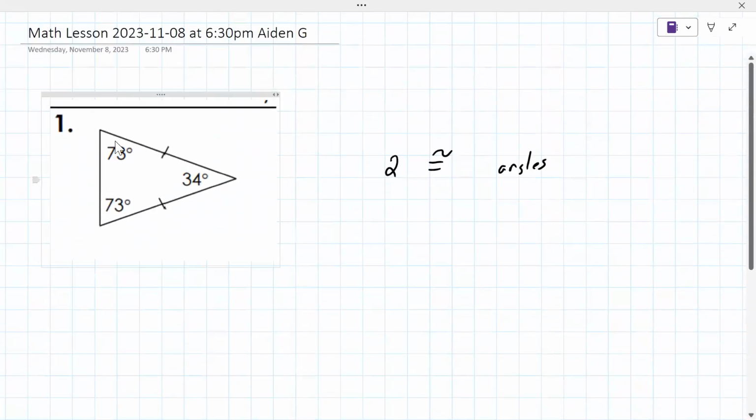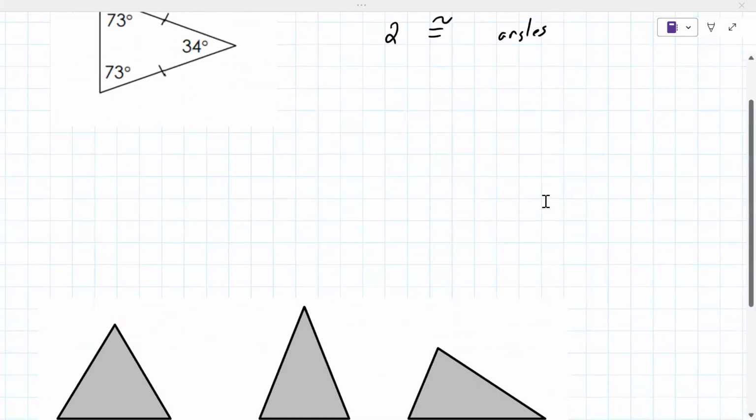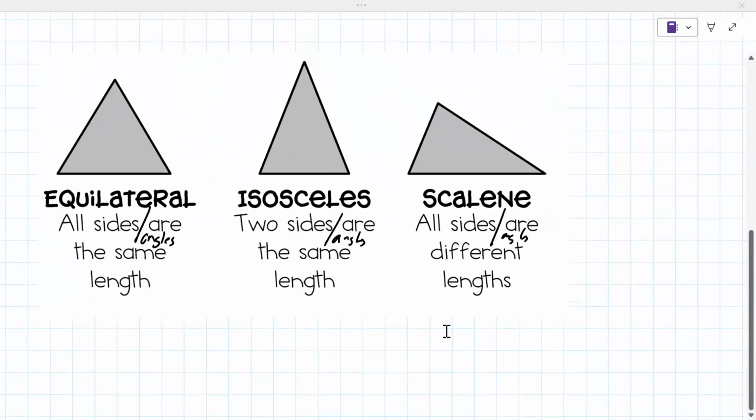Two of the angles are congruent. So what type of triangle is this? Oh, it's isosceles. Isosceles. I don't make up how these are pronounced, but you've got to know how to spell it more than anything. All right, first one is equilateral, isosceles, scalene.